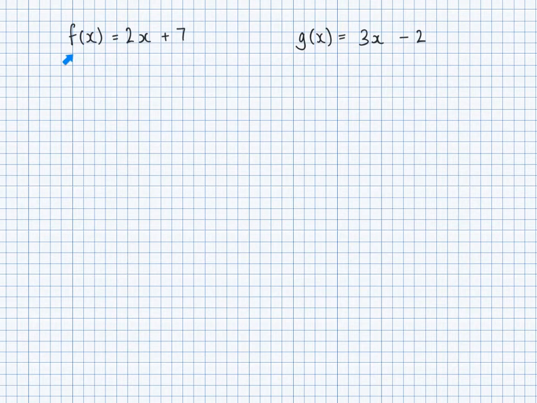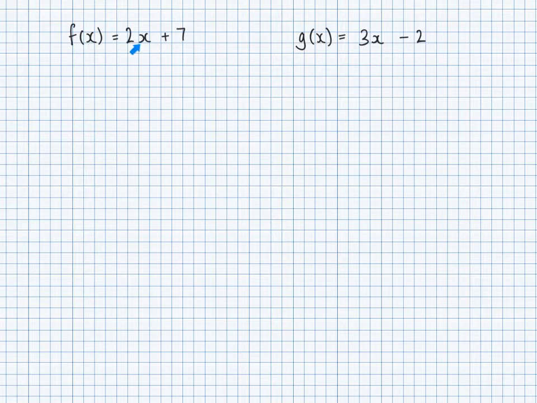Functions are denoted like this, typically with f of x is equal to some expression in x here. Here's a different function, g of x, again, is equal to a different expression. Now, one thing we can do with functions is we can think about inputs and outputs. Now, the input here is represented with the x.